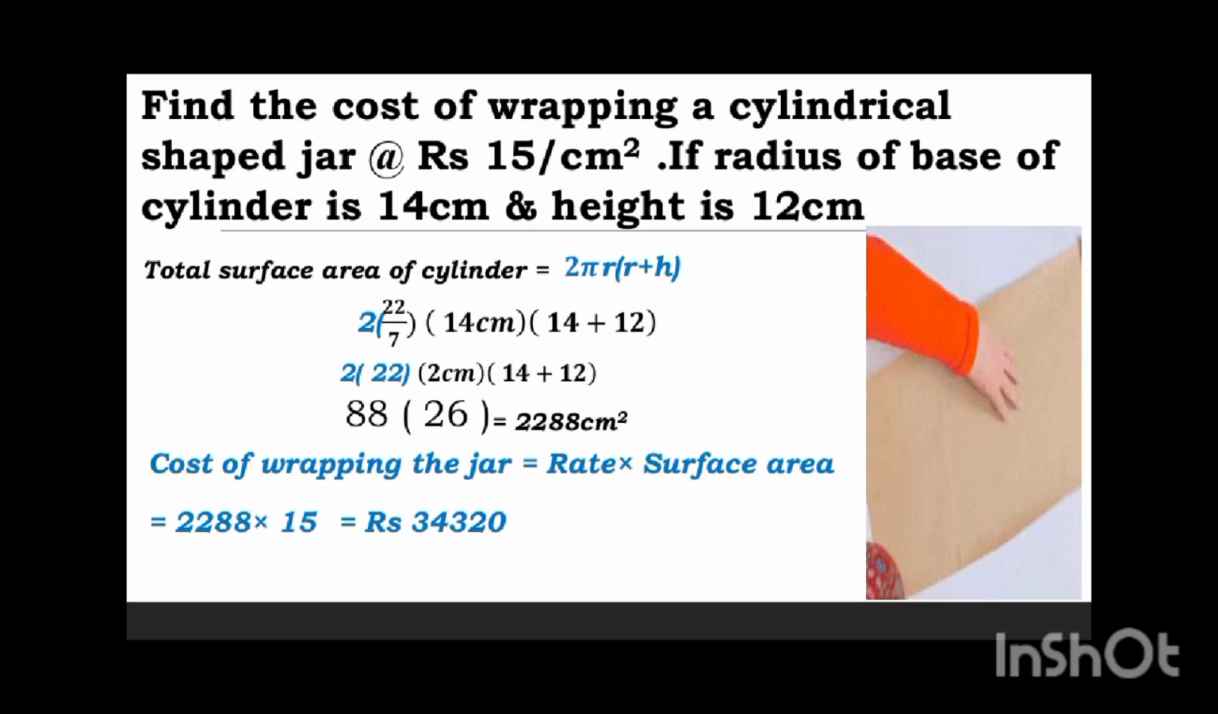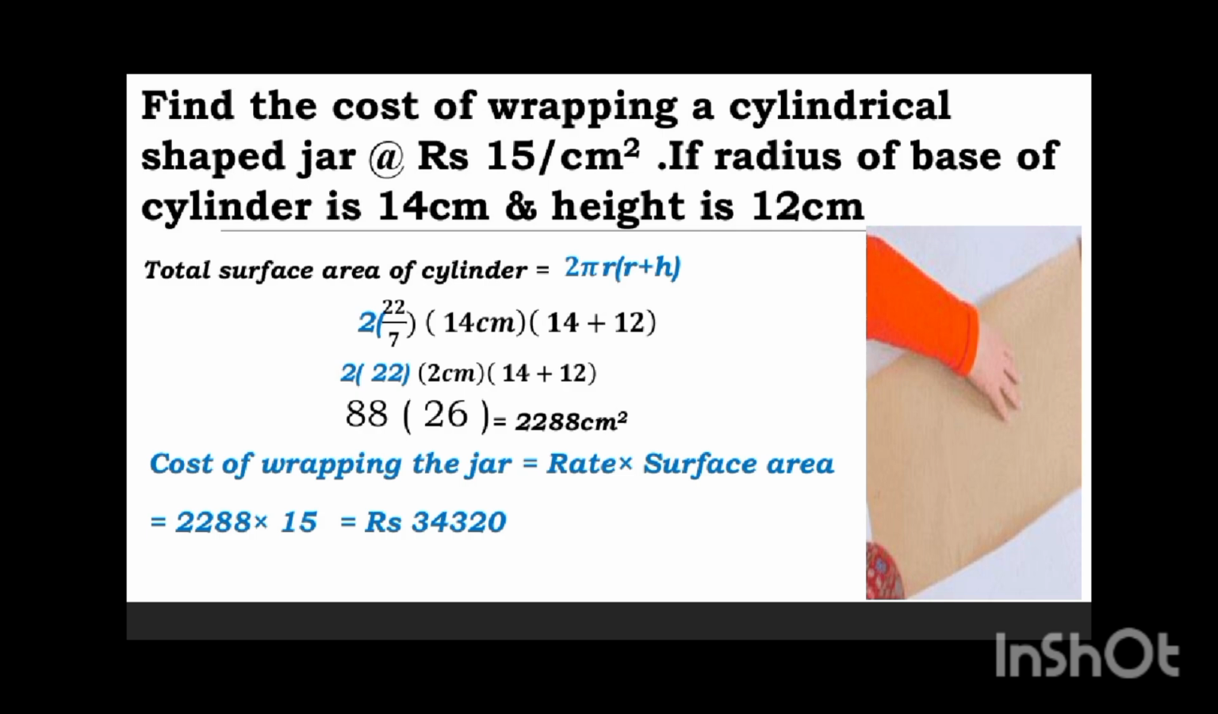Now find the cost of wrapping a cylindrical shaped jar with paper at the rate of rupees 15 per centimeter square, if the radius of the base of the cylinder is 14 centimeter and height is 12 centimeter. Now total surface area of the cylinder is equal to 2 pi r times r plus h.